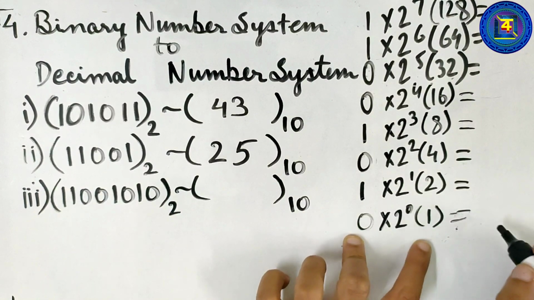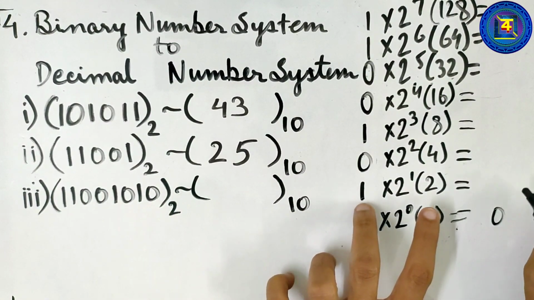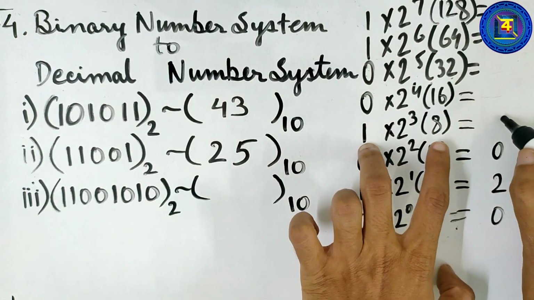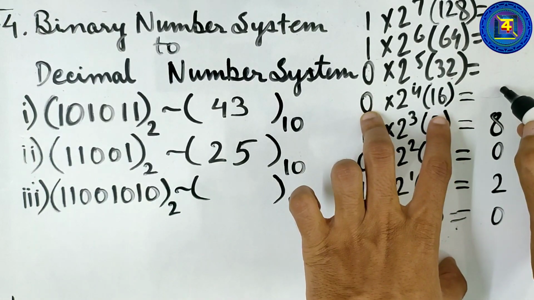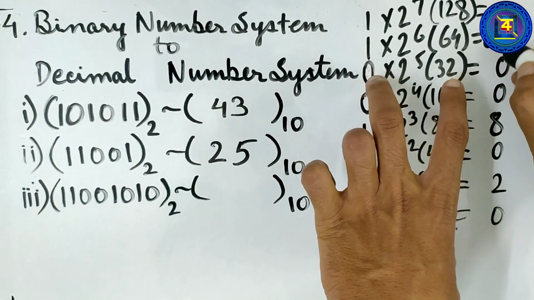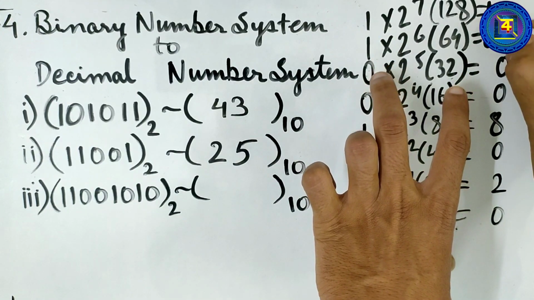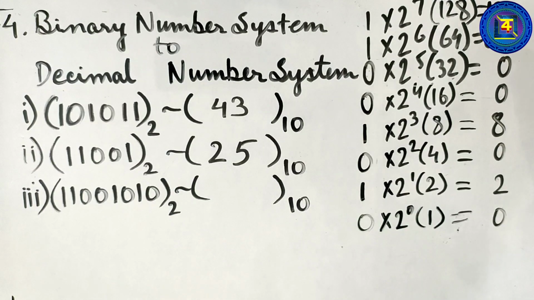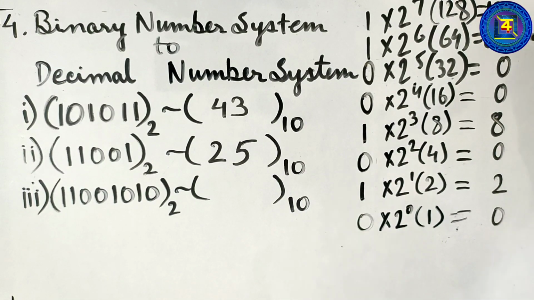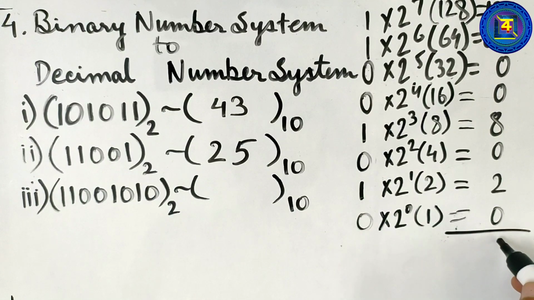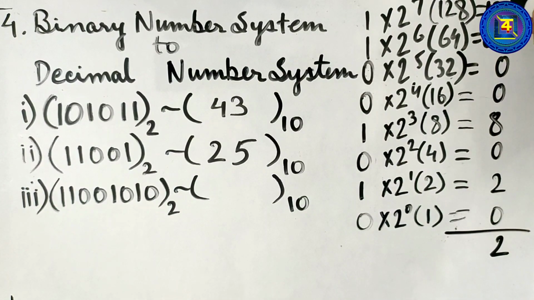That is 0 ones are 0, 1 into 2 is 2, 0 into 4 is 0, 1 into 8 is 8, 0 into 16 is 0, 0 into 32 is 0, 1 into 64 is 64, and 1 into 128 is 128. So when we add them up, it turns out to be 10 plus 4 is 14, 14 plus 8 is equal to 22. So you will just do a normal addition, 2 and 2 will be carried.